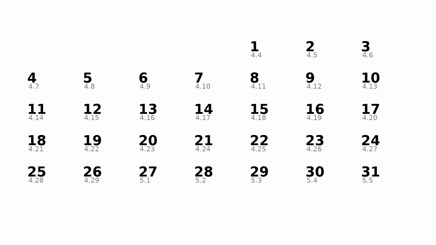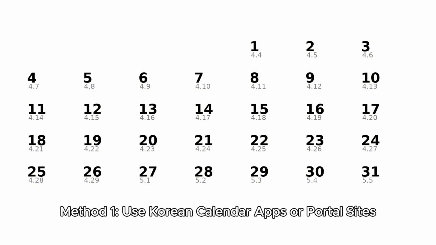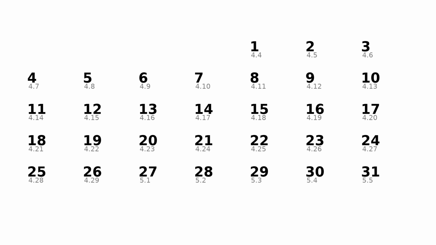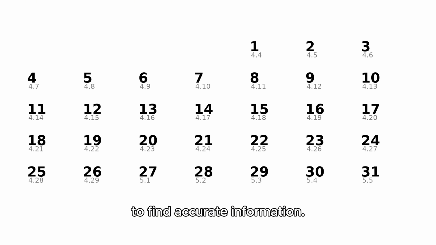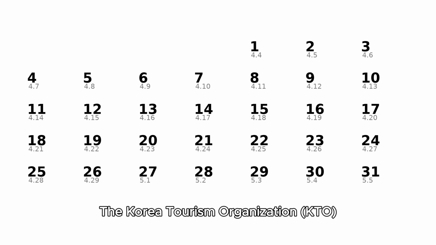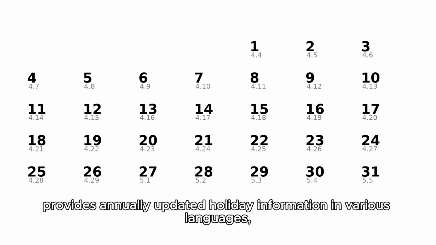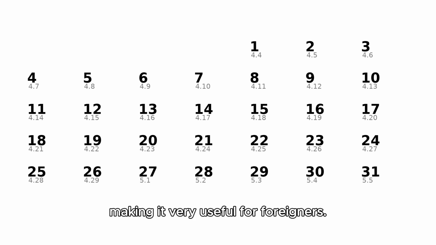So, how can travelers check the dates of lunar-based holidays? Method 1. Use Korean calendar apps or portal sites. Korean portal sites like Naver or Daum allow you to search for lunar dates or public holidays to find accurate information. Method 2. Visit the Korea Tourism Organization website. The Korea Tourism Organization provides annually updated holiday information in various languages, making it very useful for foreigners.